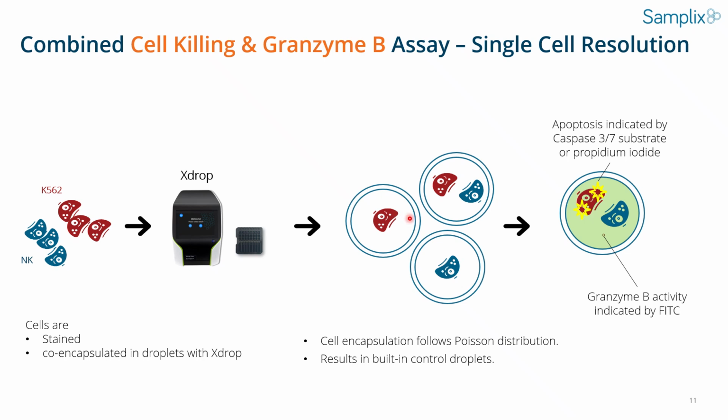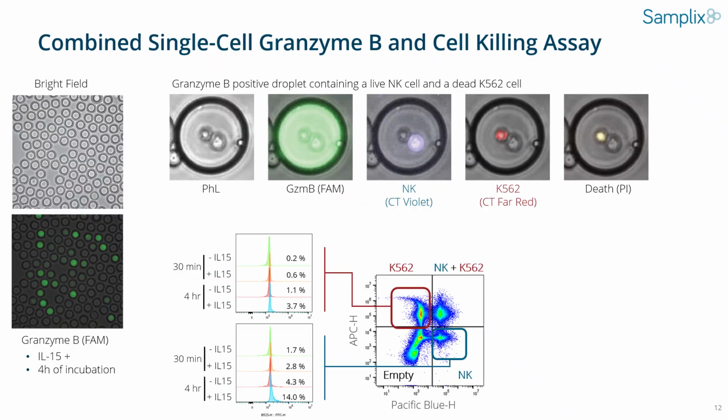To monitor cell death or apoptosis, we either use a caspase 3/7 substrate or propidium iodide; both work. And to monitor whether the effector cell has recognized that there's a target cell present, we include a granzyme B substrate, which will convert into a FITC signal that makes the entire droplet light up if that happens.